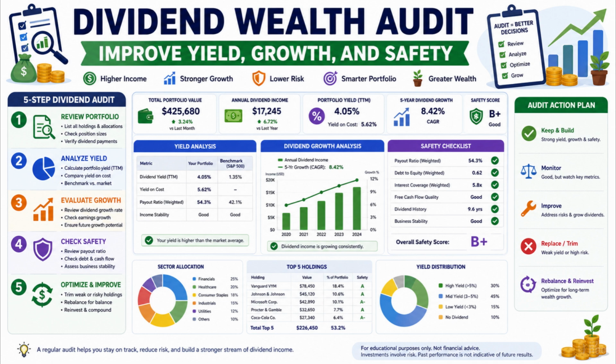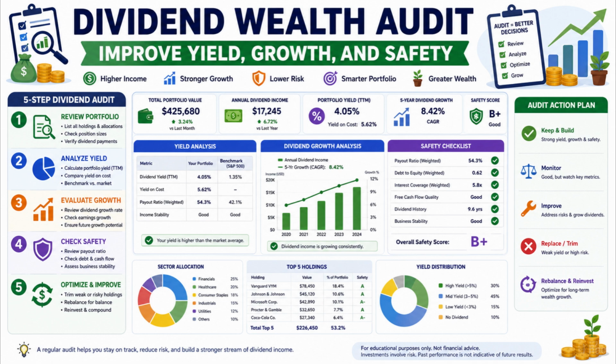Another important step is to review sector allocation. This portfolio includes financial companies, healthcare, consumer staples, industrial businesses, utilities, and other sectors. Diversification can reduce the effect of weakness in one industry. However, holding many stocks does not automatically create diversification if most of them depend on the same economic conditions.